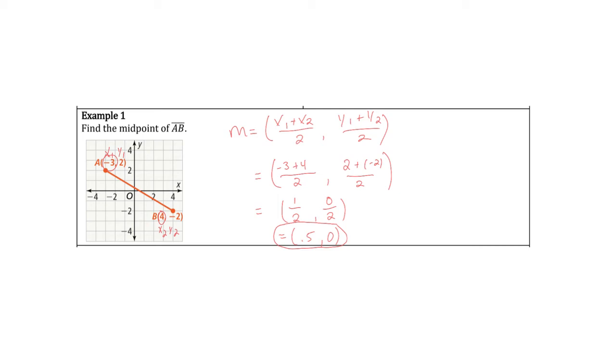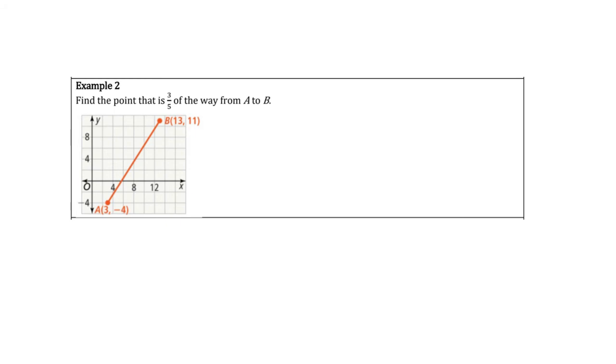Now we're going to move on to the last piece, which is partitions. We're going to find a certain distance from one point to the other, but it's not necessarily the midpoint. It could be 2/3 of the distance, or 3/5, or 5/6 of the distance from one point to the other. This is an example of a partition. We're finding 3/5 of the way from A to B.